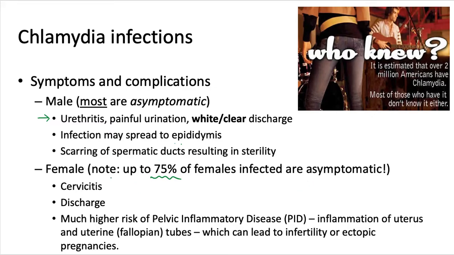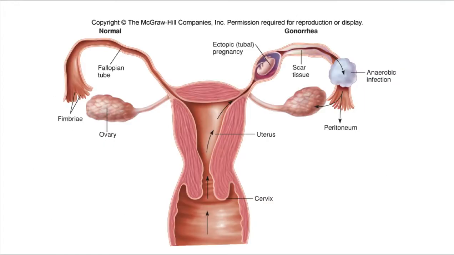And so the cervix is the number one spot for infection. There will be excess mucus and discharge with a chlamydia infection. And if that infection goes into the uterus and the uterine tubes, then the infection is what is known as pelvic inflammatory disease, or PID. So this is when the uterus and uterine tubes, or fallopian tubes, become infected, and the scarring of the uterine tubes can lead to infertility and also ectopic pregnancies, or even anaerobic infections. So I've got a picture right here showing some of that.